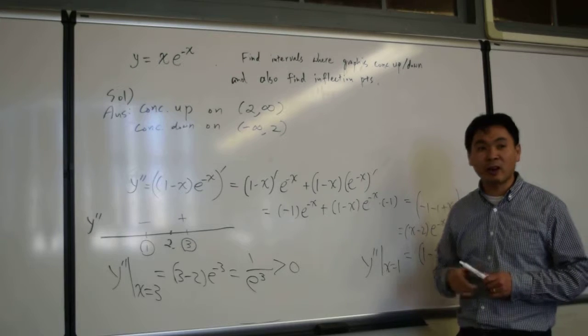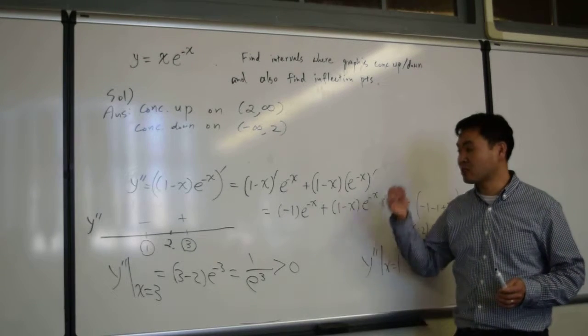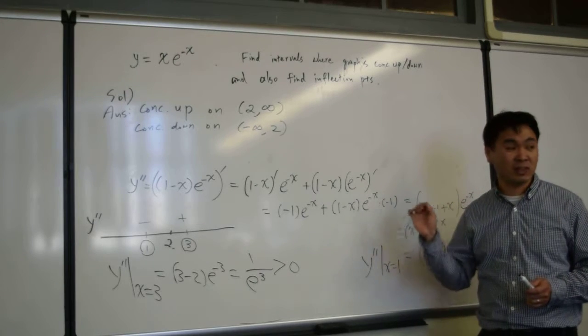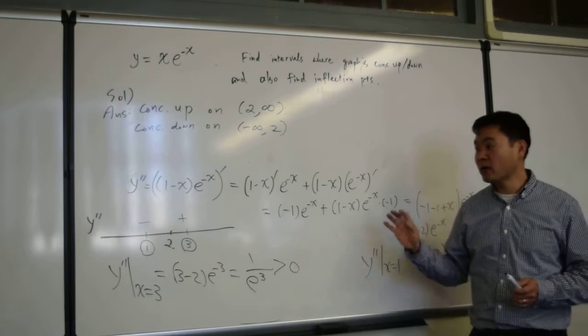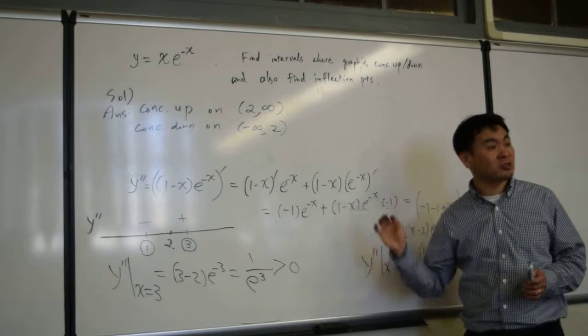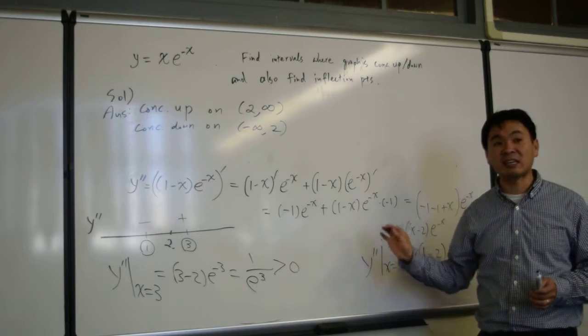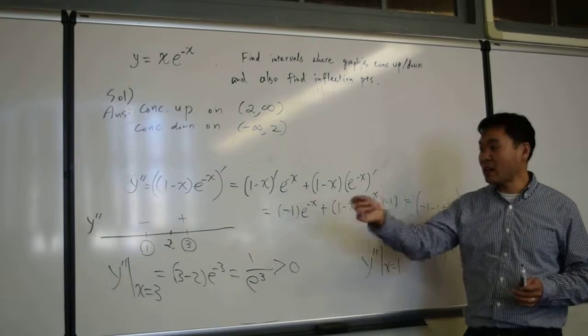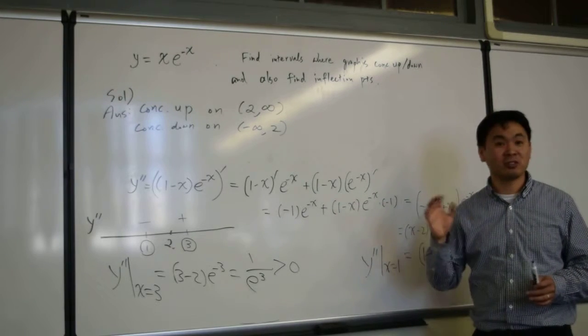So again, I want to repeat myself. Just because the second derivative is equal to 0, that does not guarantee that you have an inflection point. Same thing goes for the first derivative. Just because the first derivative is equal to 0, that doesn't mean that you have an extrema at that point. Only if there's a change in signs do you have such interesting points.